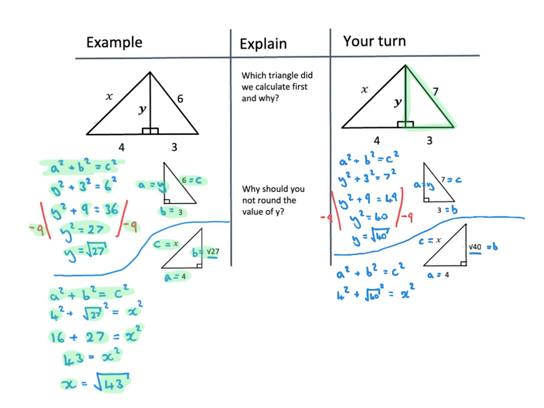Simplifying this, 4 squared is 16. The square root of 40 squared is 40, and that's going to be x squared. And what have we got here? We've got 56 is equal to x squared, and that means we want the positive square root of that, so x is equal to the square root of 56. And that's a length of x.